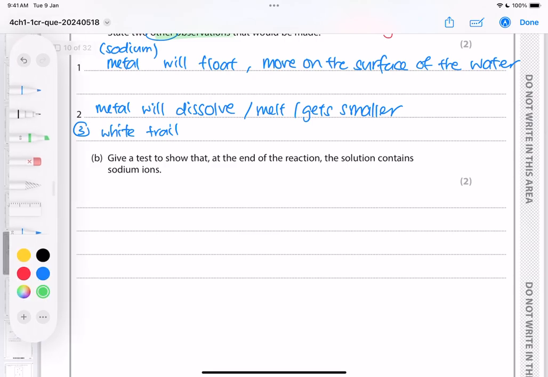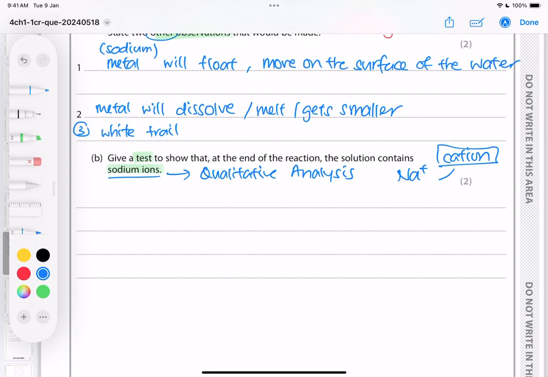Part B is asking how can we prove that sodium ion is present. This is linked to the topic of qualitative analysis. We're looking at sodium ion, so technically it is our cation. There are 2 ways to test for a cation. One is flame test, or we can add sodium hydroxide in dropwise, followed by in excess.